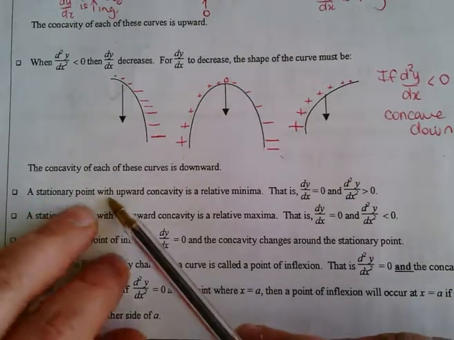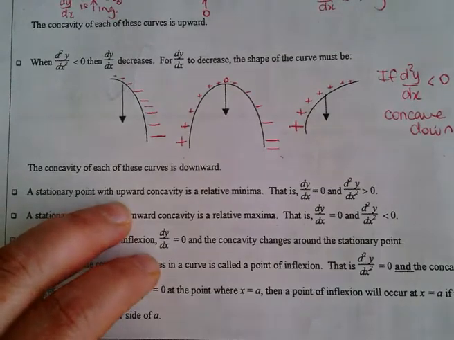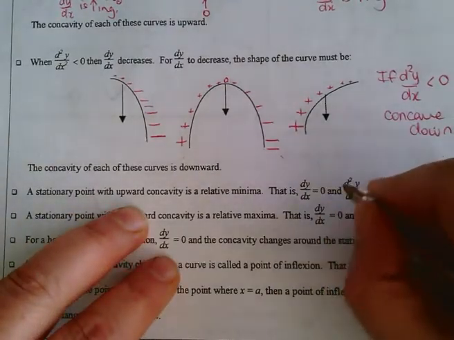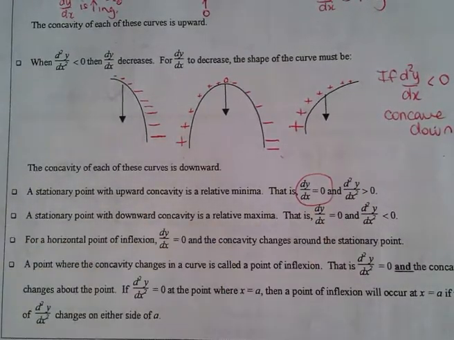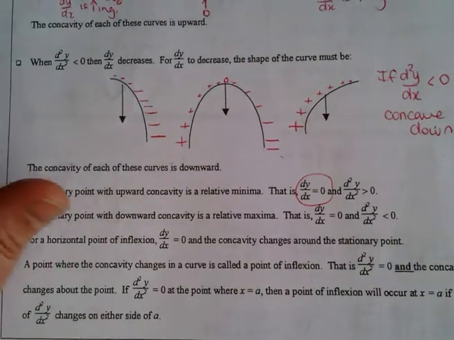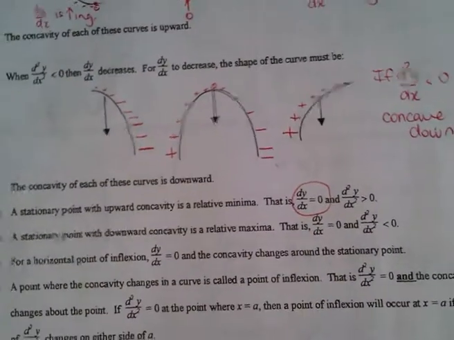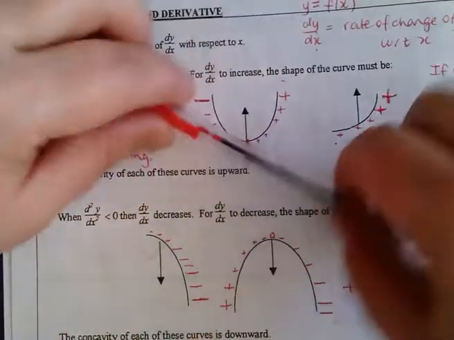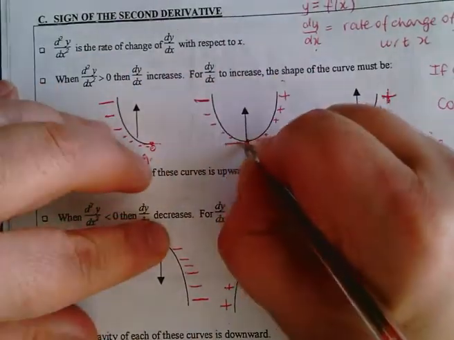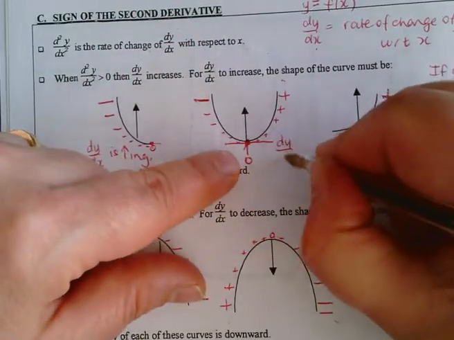Now, a stationary point. So, you know what a stationary point is? What's a stationary point? When dy dx is 0. So a stationary point, remember in the last lesson, we were saying stationary points are when the gradient's 0. Now, when the gradient's 0, look here. If I just look at the curve, that's gradient 0 here. That's, you know, the tangent.